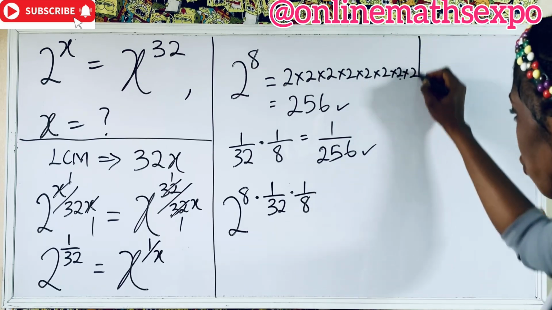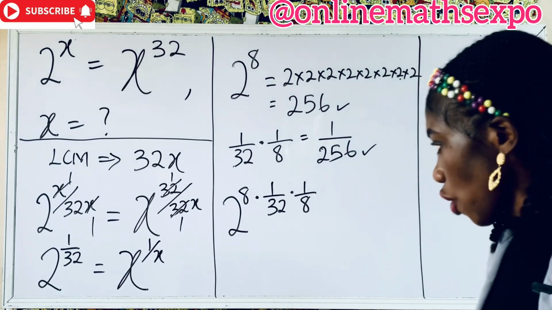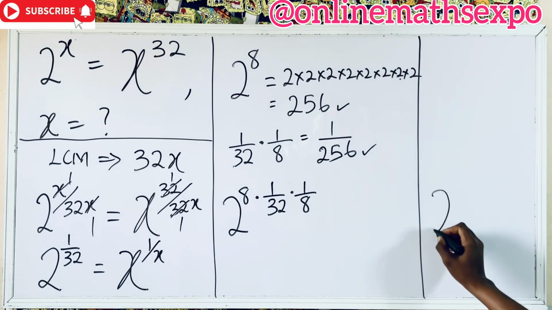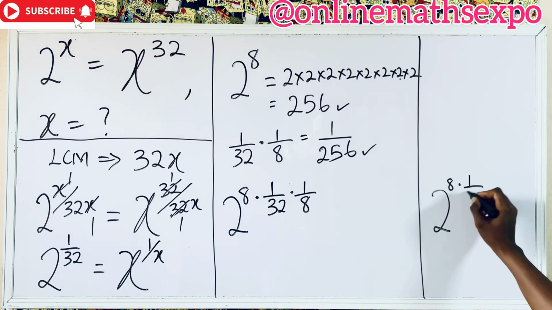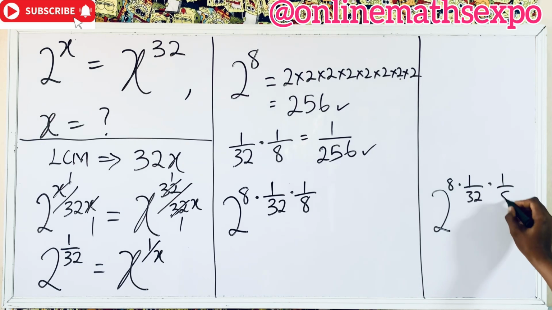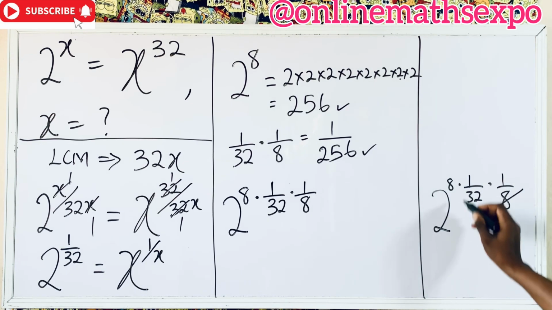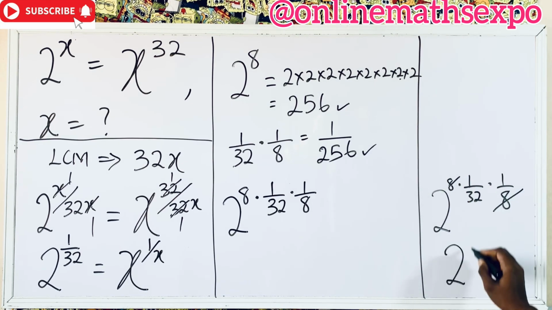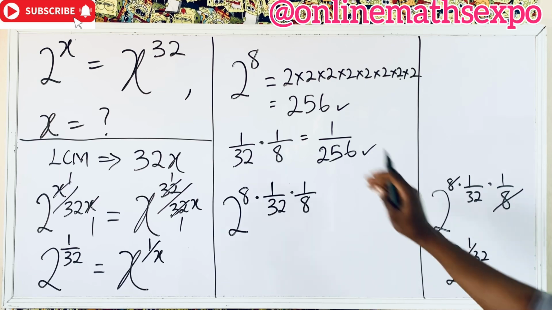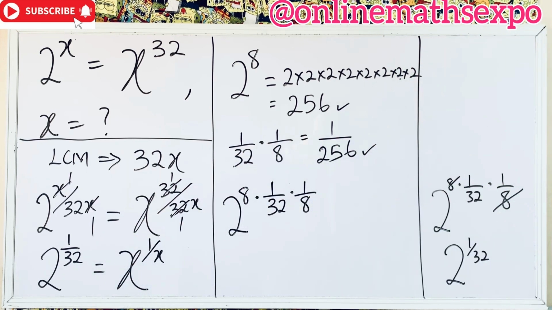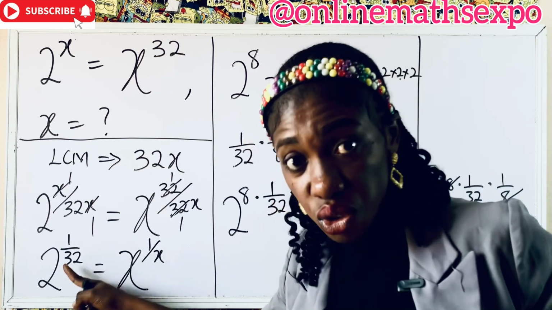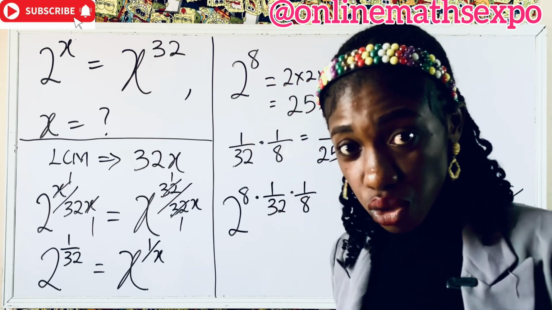Now let's check if what we did is correct. If you bring this out here, we have 2 to the power of 8, multiply 1 over 32, multiply 1 over 8. You will see this 8 will cancel 8. You will be left with 2 to the power of 1 over 32, which is the same with this. So you see, you have not committed any error because whatever you added to the power, at the end of your cancellation, resulted back to the original equation. So it means you have not changed anything. It means you are right.